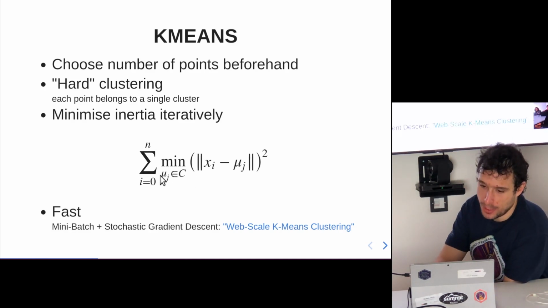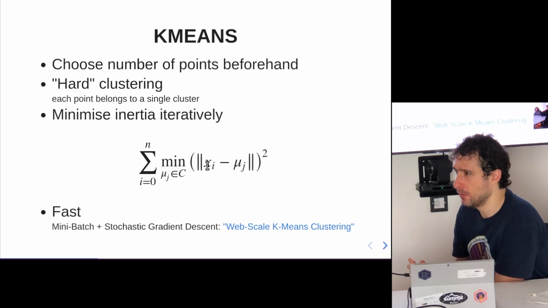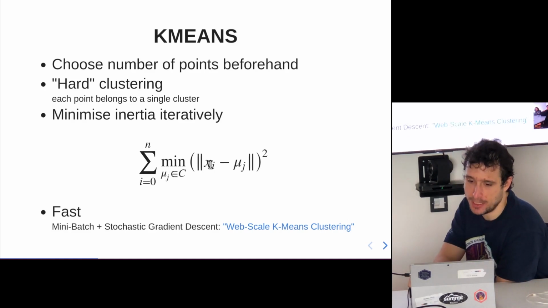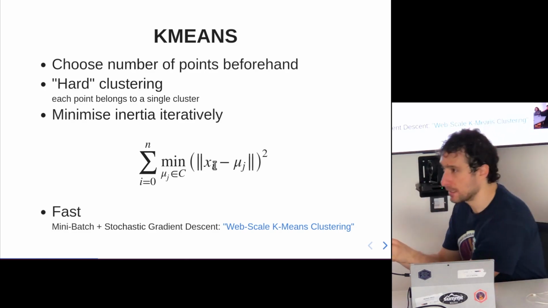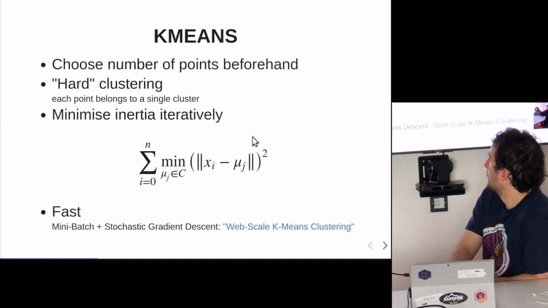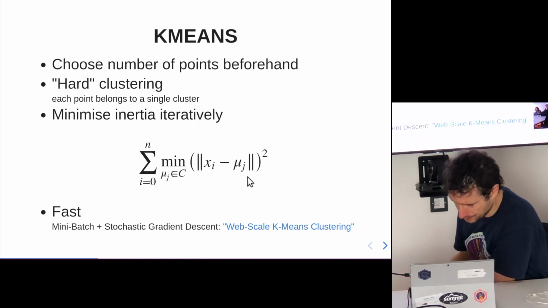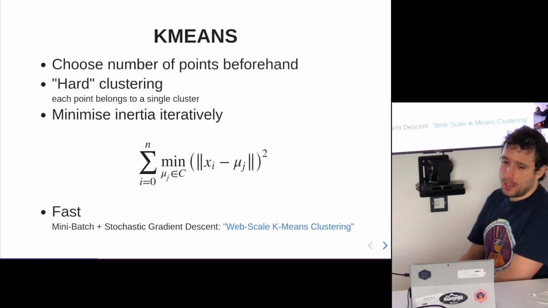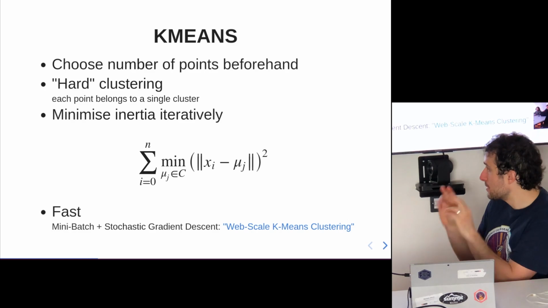So mu j here is the center of the cluster, and xi is the coordinate of the point. Of course, we are taking only the points that belong to cluster j here. This is just for a single cluster. Anyway, that's the inertia metric we want to minimize.